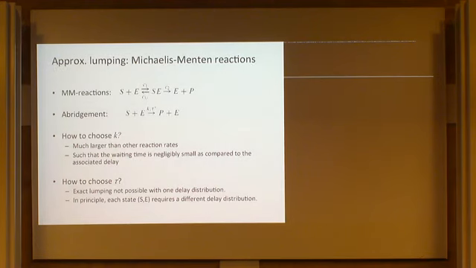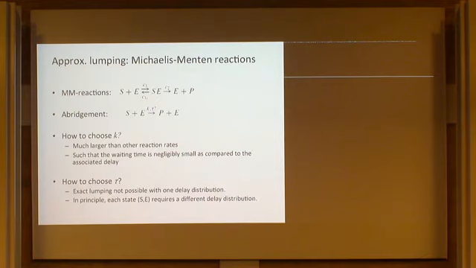Now we can look at nonlinear reactions. How does it work for a Michaelis-Menten reaction? Obviously we cannot expect that this is exact. However, under certain circumstances, we can abridge this system with the following. S plus E becomes now the product plus the enzyme, and we have to introduce here a new reaction rate K and delay. Obviously the question is, how do we choose K?